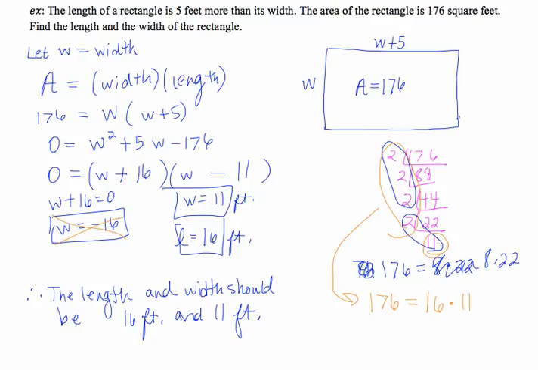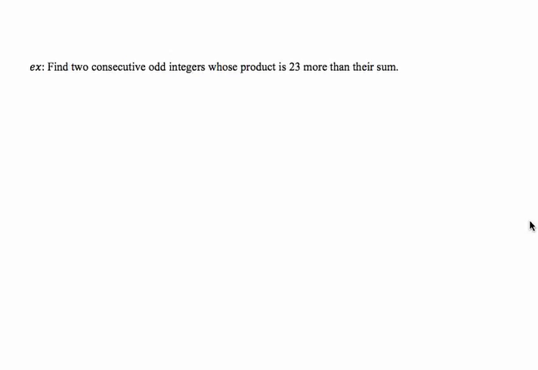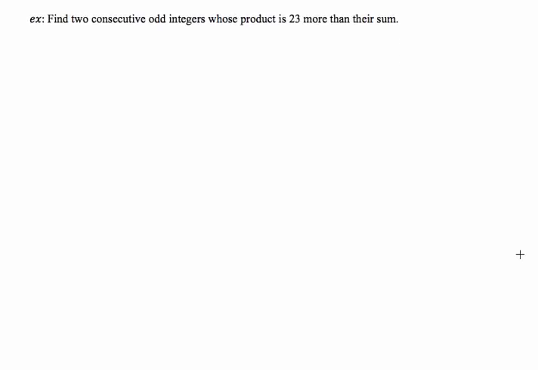Okay, so there's that problem. And let's go do another one. Make sure you try it first though. Find 2 consecutive odd integers whose product is 23 more than their sum.